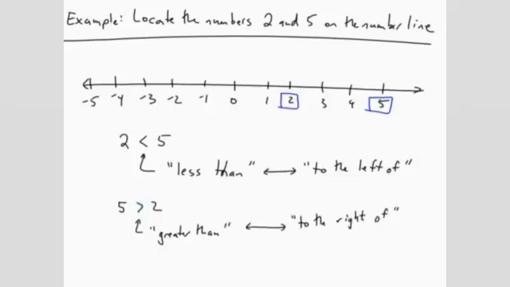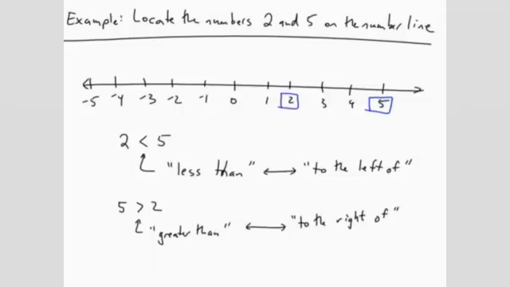Incidentally, for those who have a musical background, these symbols match crescendo and diminuendo in shape and meaning. You can think of the numbers as representing volumes, so that 2 is less than 5 means 2 is getting louder to 5, and 5 is greater than 2 means 5 is getting quieter to 2.